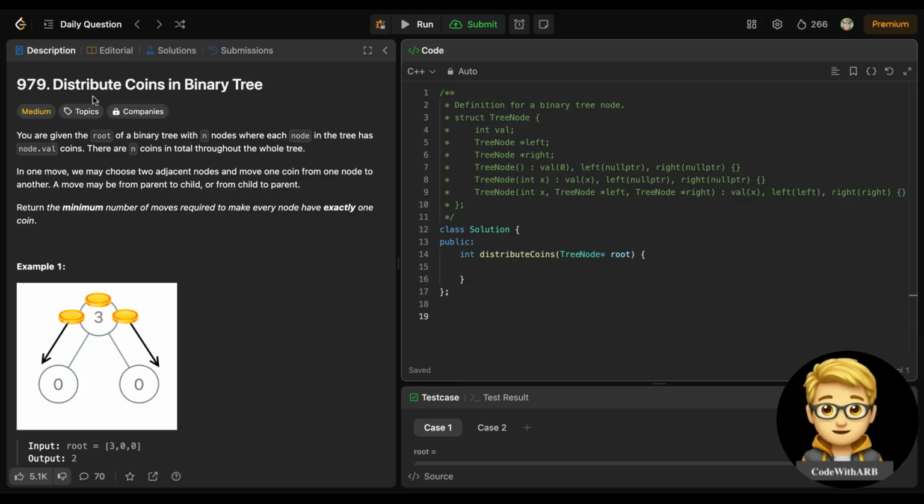Everyone, we will solve today's LeetCode problem. This is a LeetCode medium. The question is Distribute Coins in Binary Tree.